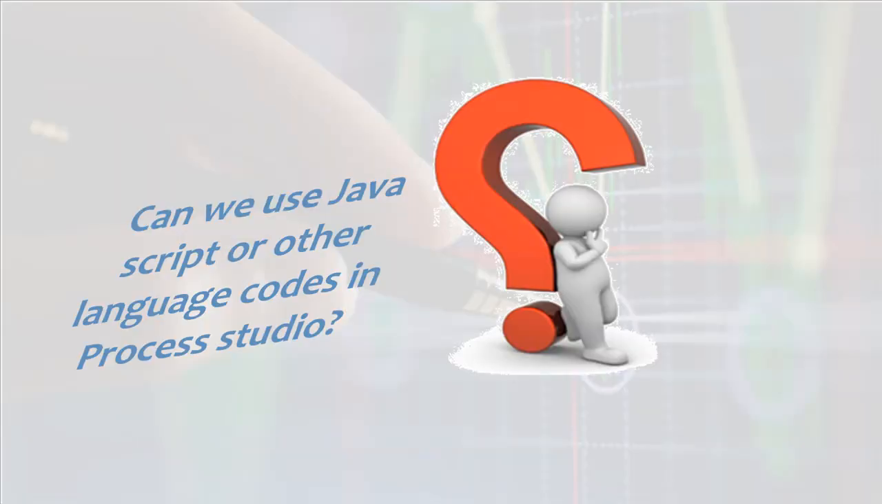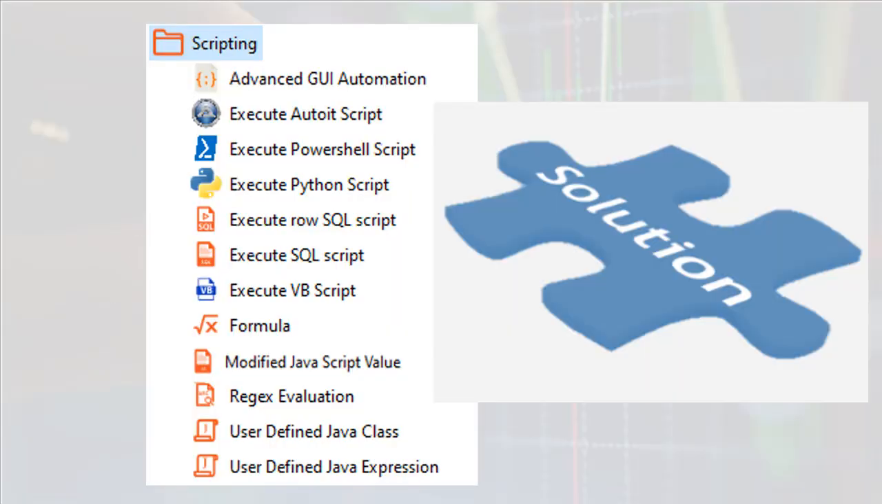Now you might be wondering, can we integrate code from other languages in a Process Studio workflow? The answer is yes, we can do it. AutomationEdge provides several scripting plugins that let us seamlessly integrate code written in different languages such as VBScript, Python, JavaScript or even Java right inside Process Studio. In our use case, we will use JavaScript to fetch the previous month's details for the email body. To do this, we will make use of the modified JavaScript plugin.